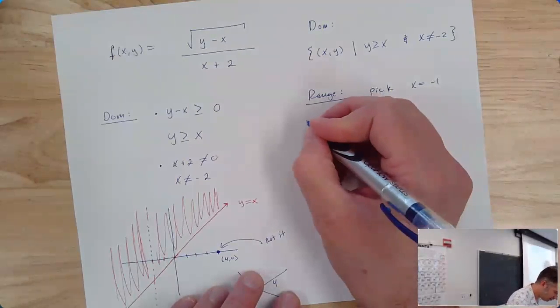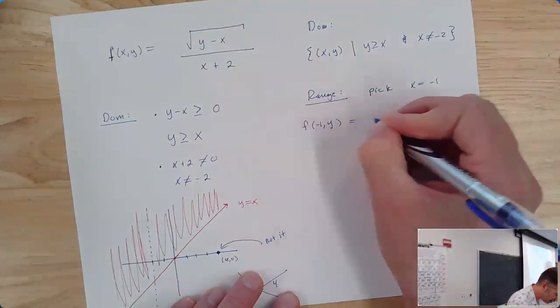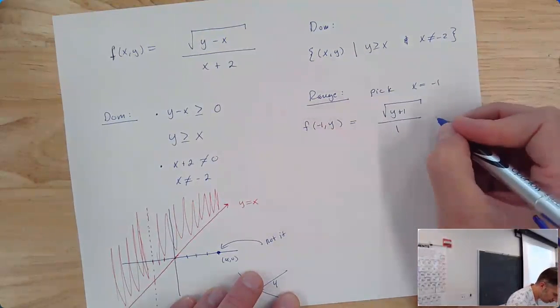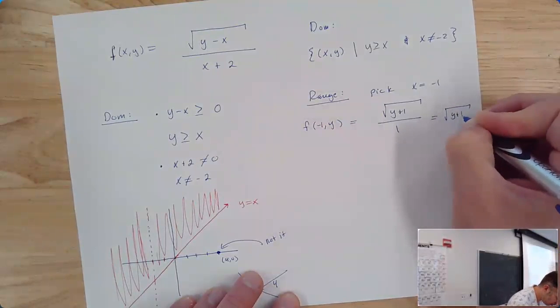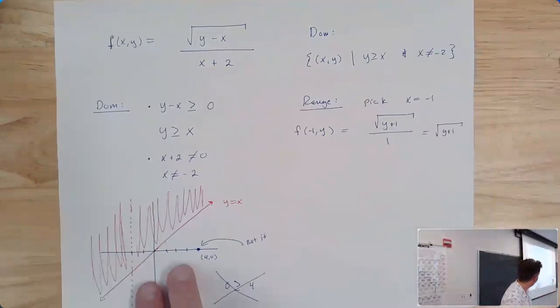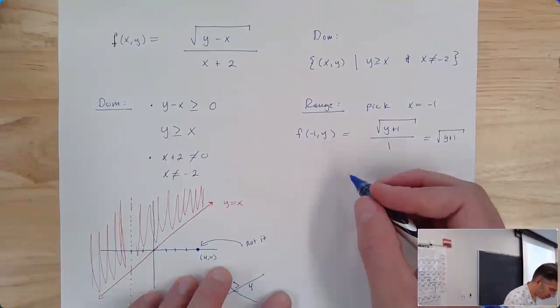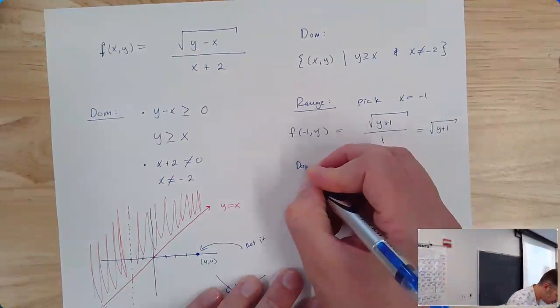When I do that, I'm going to have f of -1 comma y equal to the square root of y minus -1, all over 1, which is just the square root of y plus 1. So let me ask you all, when x is -1, what's the smallest output I can get? Well, what can I pick for y that's going to make that small? If I pick y equal to -1, -1 plus 1 is 0, and the square root of 0 is 0. So I can definitely get this all the way down to 0.